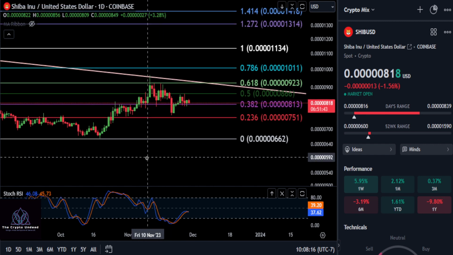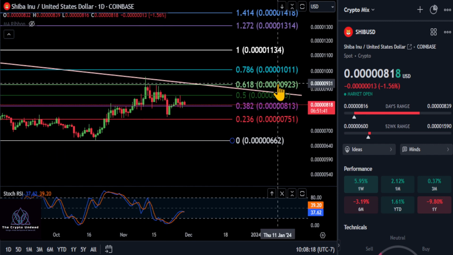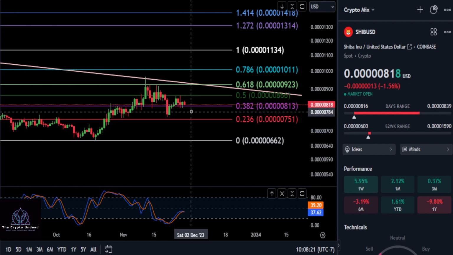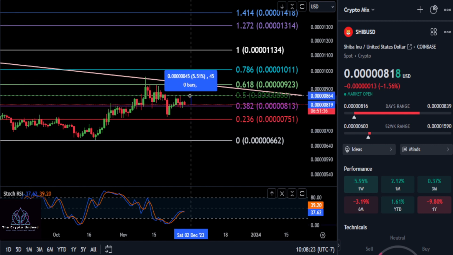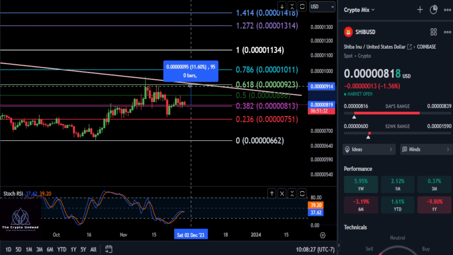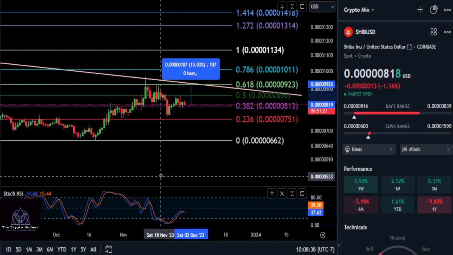I would watch the 8.6 level and then ultimately that 9.2 at that 618 to get over to be bullish here. So you can move up about 6% to that 0.5, and then that 618, that downtrend is about a 13-14% move, and 9.2 is going to be your big price to get over for Shiba to finally be bullish and break out of that long-term downtrend here.